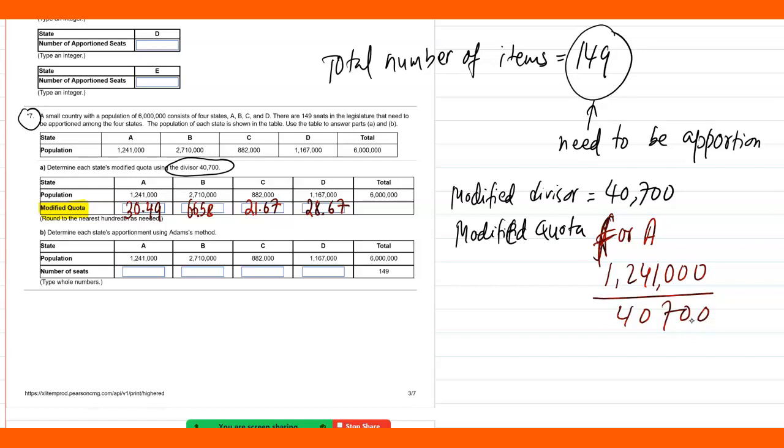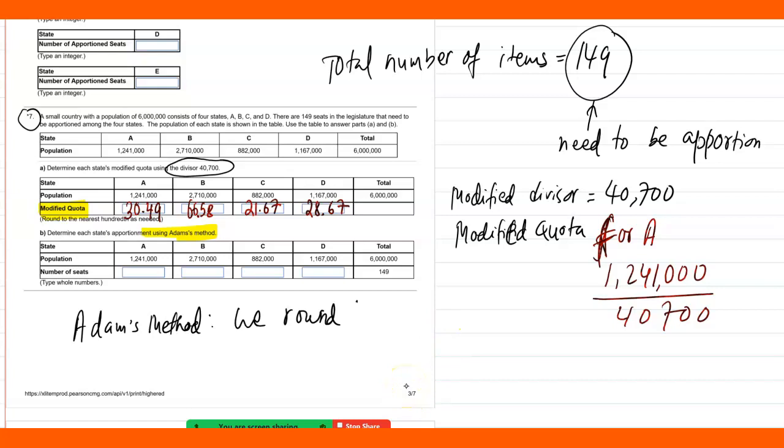Now, part B, we're doing Adams method. Okay, in Adams method, we round up. Unlike Jefferson, we round up here. In Jefferson, we round down. Do you guys remember that, right? Here, we round up to the nearest whole number, obviously.